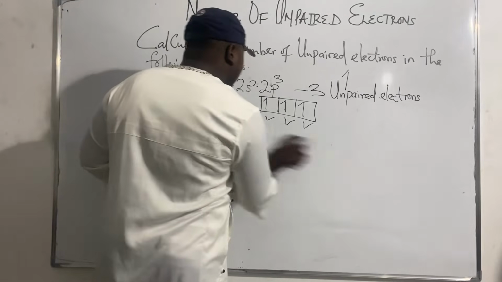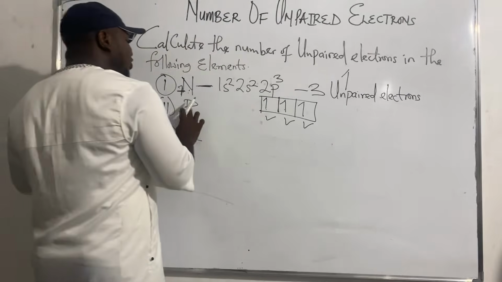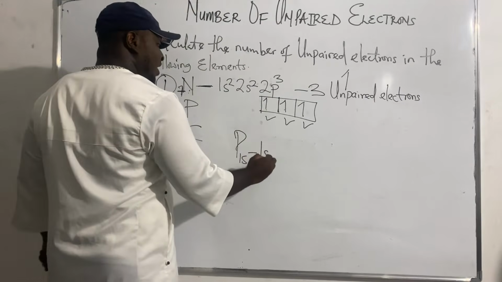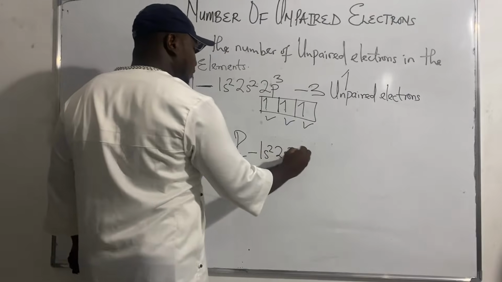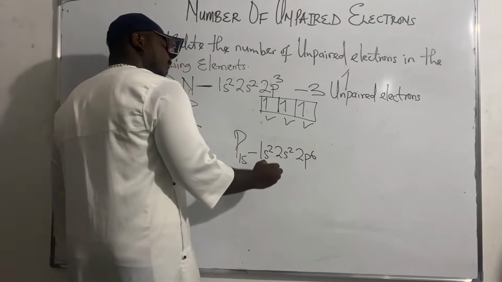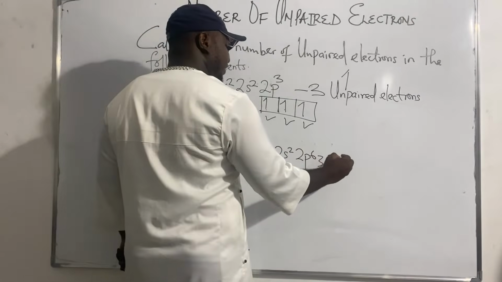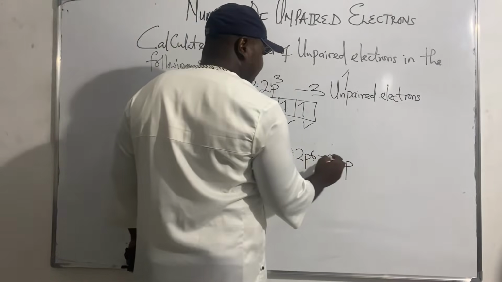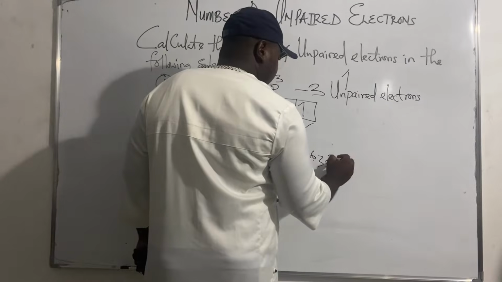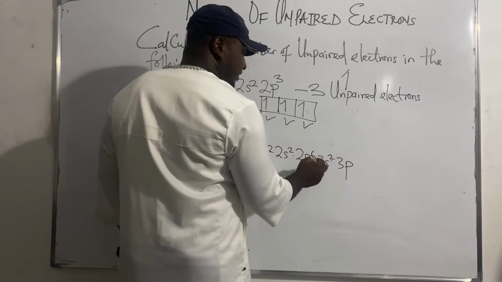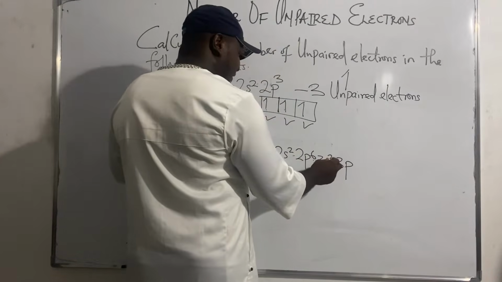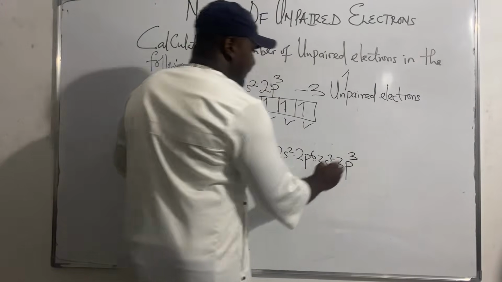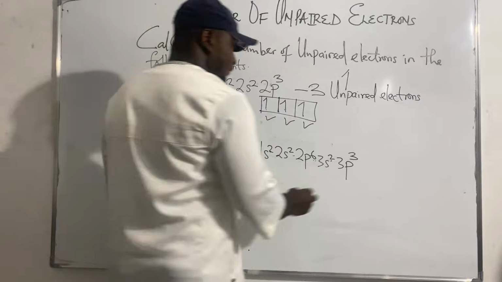So before we do that, we'll write the configuration first. What's the configuration of phosphorus, 15? 1s2, 2s2, 2p6, 3s2, 3p3. 2 plus 2 is 4, 4 plus 6 is 10, this is 12, and we are going to 15. 12 plus 3 is 15.